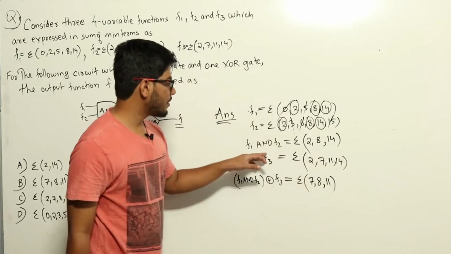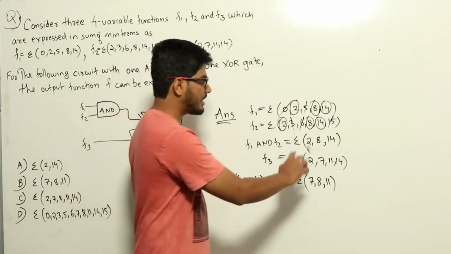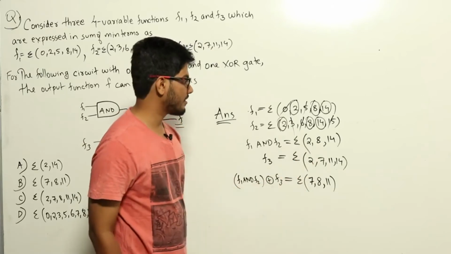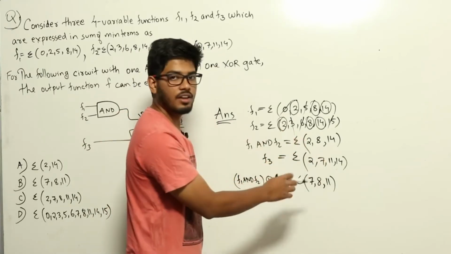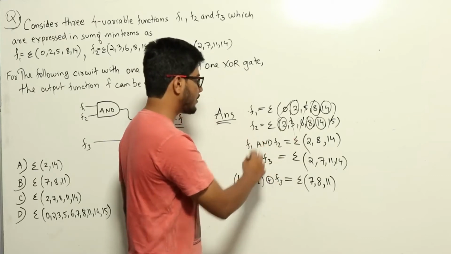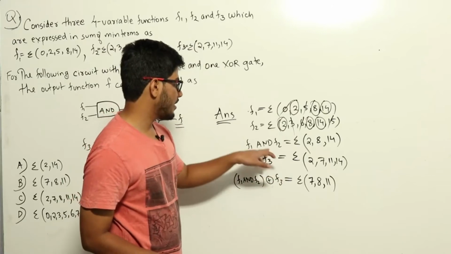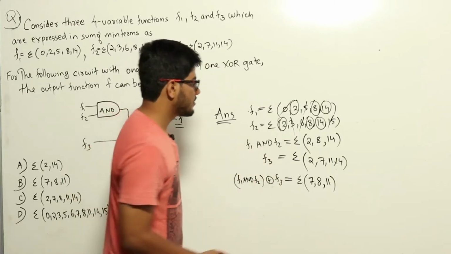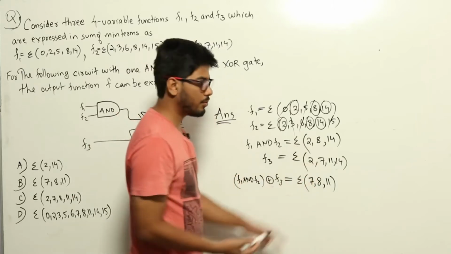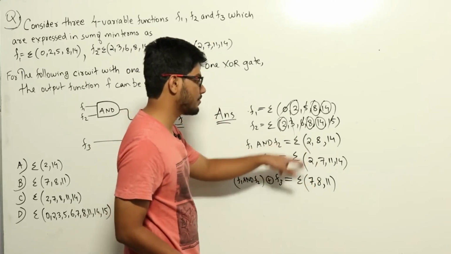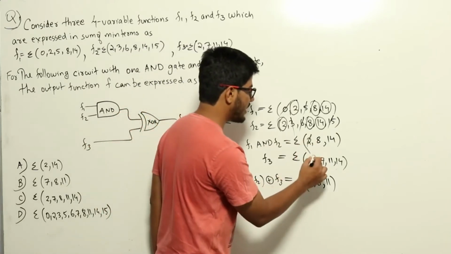Now XOR of 2 functions will be 1 only if it is 1 in exactly one of those two functions. That is, if there is a number which is 1 in one function and 0 in the other, only those numbers will be 1 in the XOR of these two. So if you take a look here, 2 is there here and 2 is here also, meaning for 2 it will be 1 here and 1 here. So XOR of that, 1 XOR 1, will be 0 only.